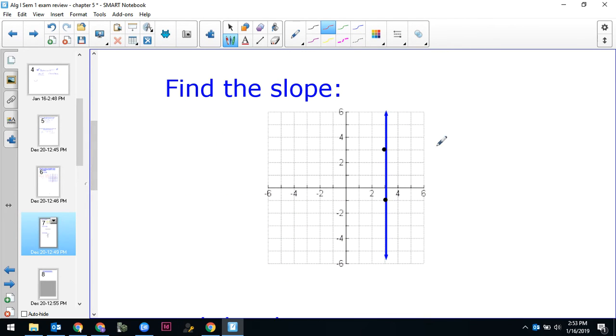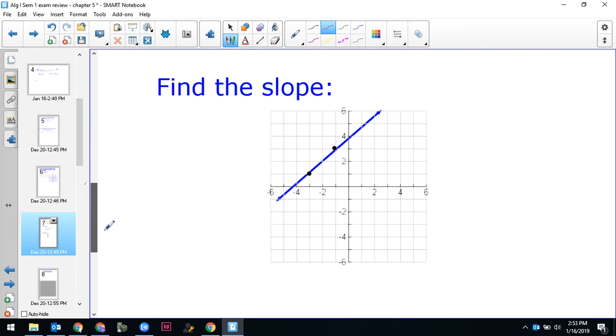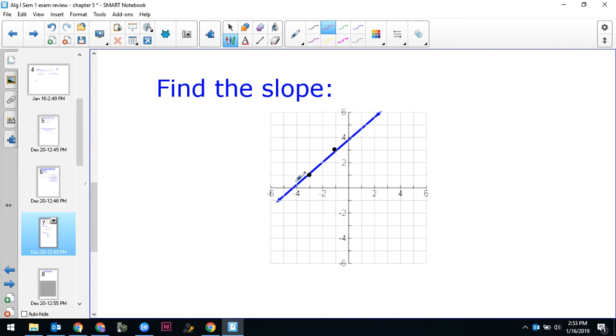Slope of a vertical line, we just talked about that. Remember, picture the skier on the slope here. Undefined. Okay. Picture the skier on the slope here. This one has a slope. So it's rise 2, run 2. Remember, always use a fraction and reduce it down. Rise 2, run 2, positive 1 slope.